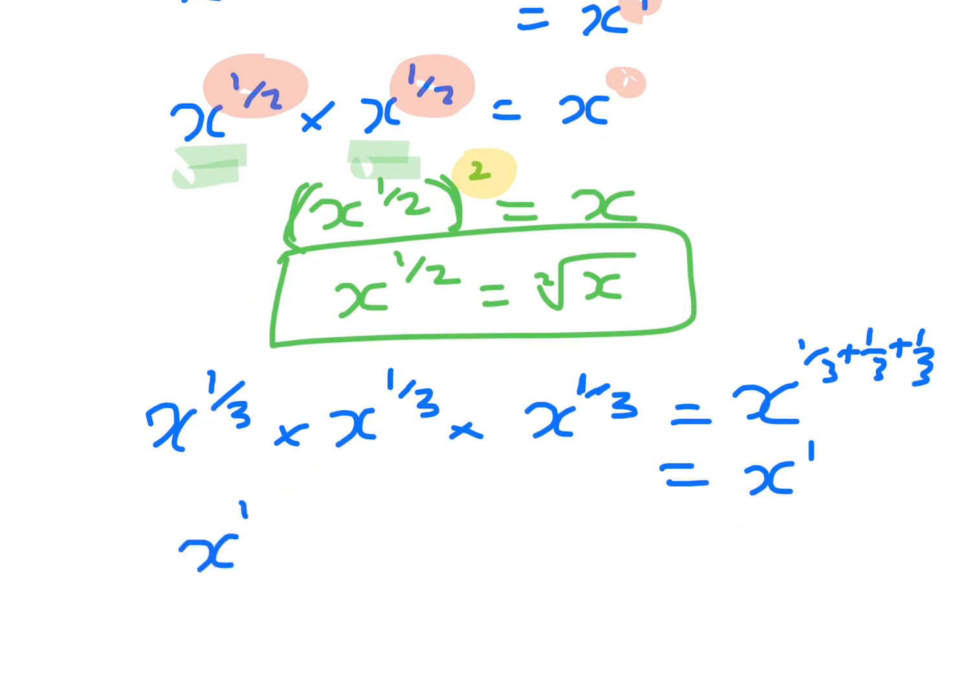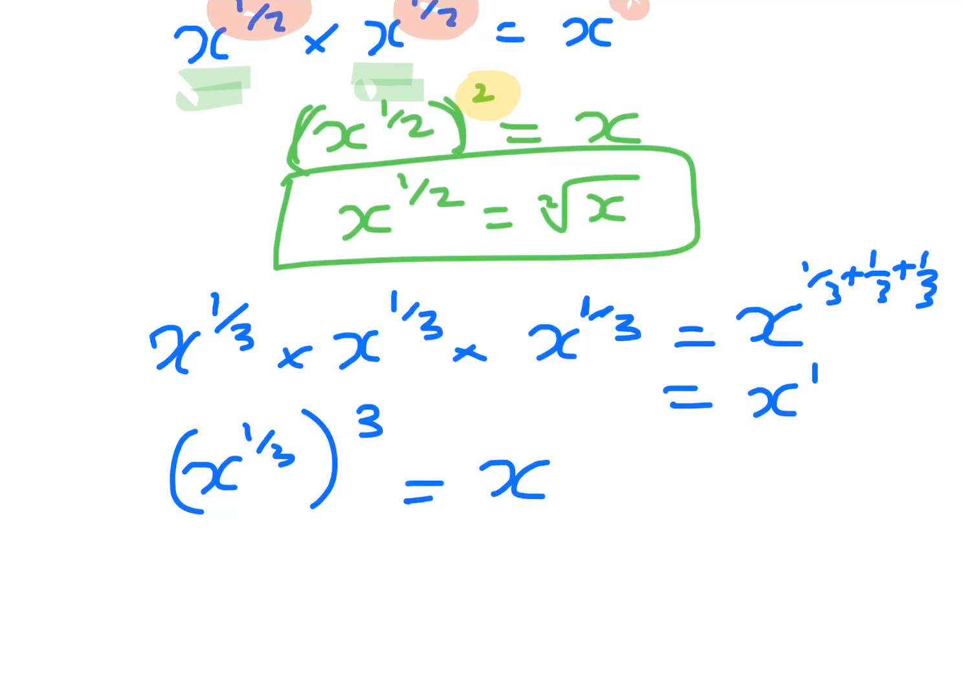So x to the third, because there's 3 of them, that will be x to the third cubed. That's going to equal x. So now if I want to remove that 3, what's the opposite to a power of 3? Well, the opposite to a power of 3 is a cube root.